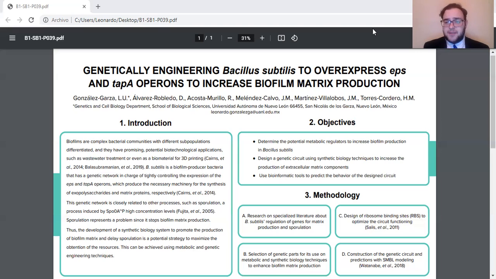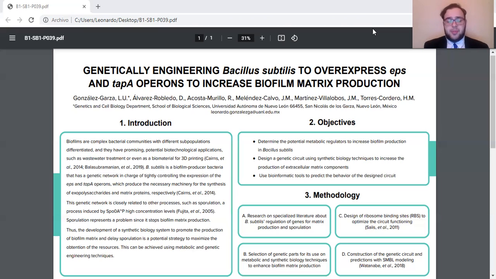So the objectives of this study are, first of all, to determine the potential metabolic regulators involved in increasing biofilm production in Bacillus subtilis. Next, we have the proper design of a genetic circuit using synthetic biology techniques in order to further increase the extracellular matrix components. And finally, also use other bioinformatic tools in order to predict the behavior of our genetic circuit.